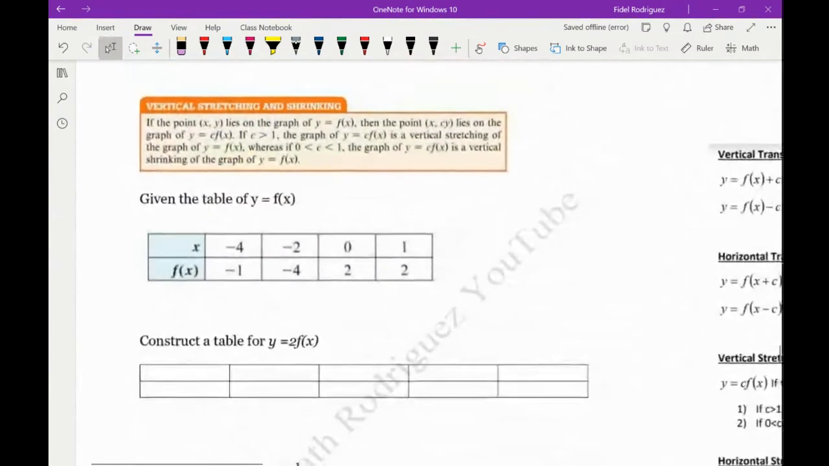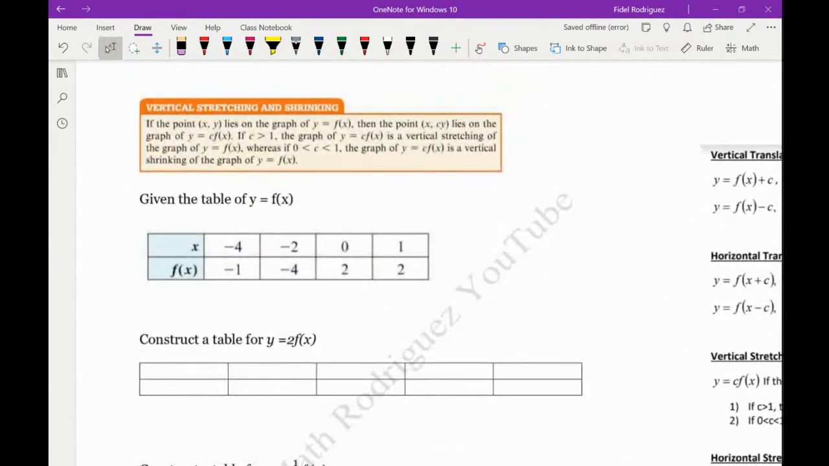Okay, so now there's something called vertical stretching and shrinking. So vertical stretching, guys, remember, vertical is an up and down sort of motion, okay? Vertical stretching means that the graph is going to stay as it is, but it's being stretched out like this, right? Vertical shrinking means you're going to sort of compress the graph from the top and the bottom. Okay, the way we're going to be able to figure out how do we know if this is a vertical stretch or a vertical shrink, okay?